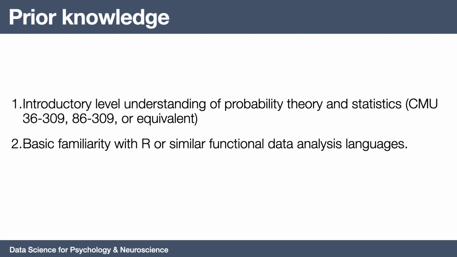What do you need to know coming into this class? Just a basic level understanding of probability theory and statistics. If you're at Carnegie Mellon University, this is gone over in 36309 or 86309 or similarly equivalent courses. Basically, do you know what a mean is? Do you know what variance is? Do you know what a simple correlation is? Have you seen a t-test before? If you answered yes to all those questions, congratulations, you're qualified to take this class.